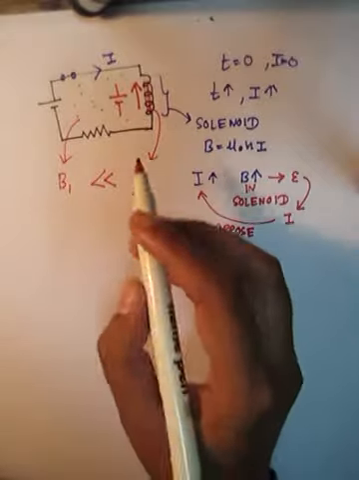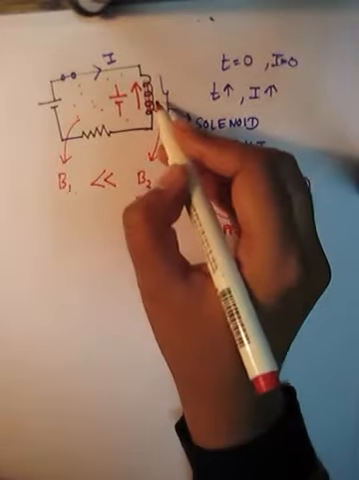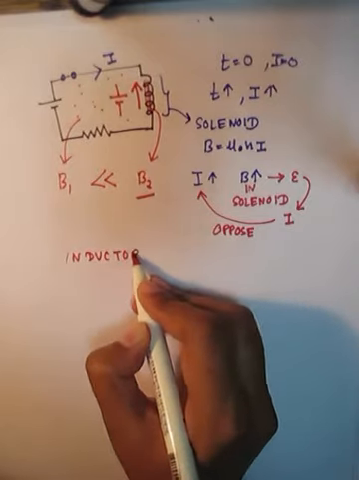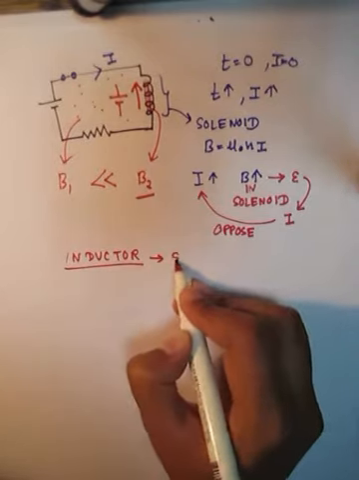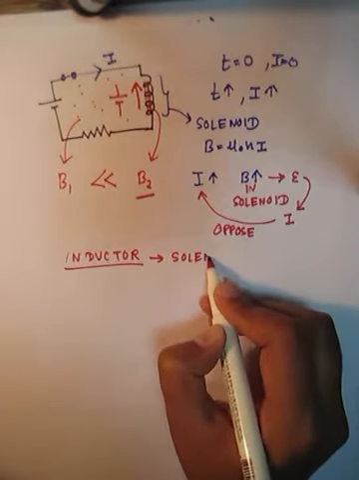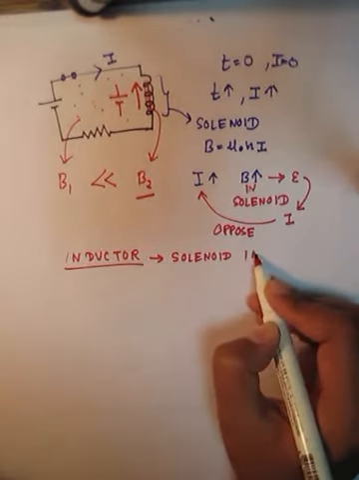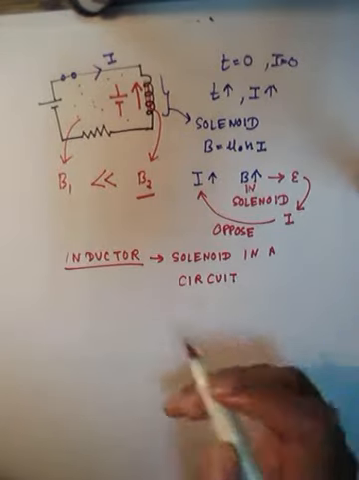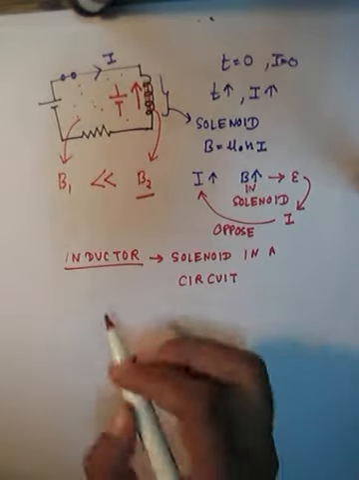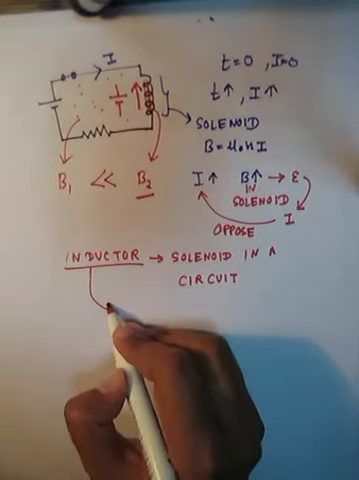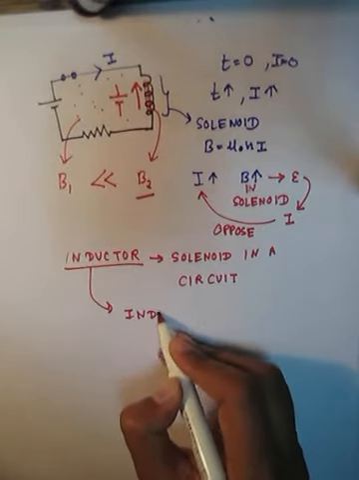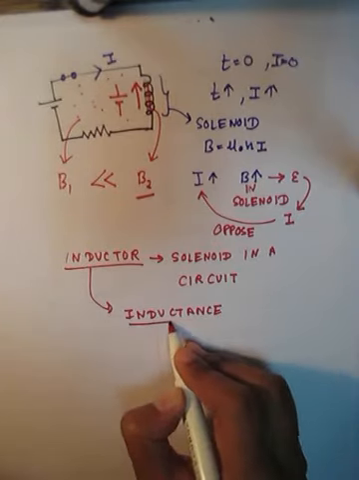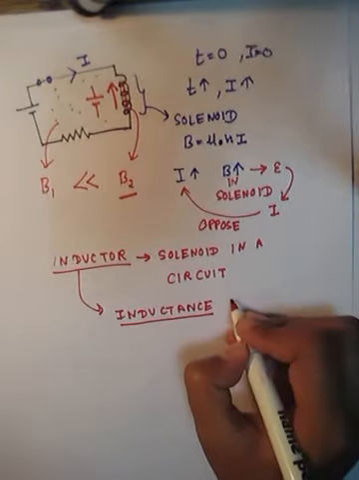So if there is a solenoid in a circuit, it is called an inductor. So what is an inductor? Inductor means whenever we use a solenoid in a circuit, that is called an inductor. And an inductor has a property which is called inductance. Okay, and it is given by L.